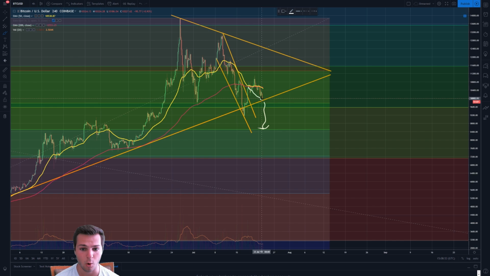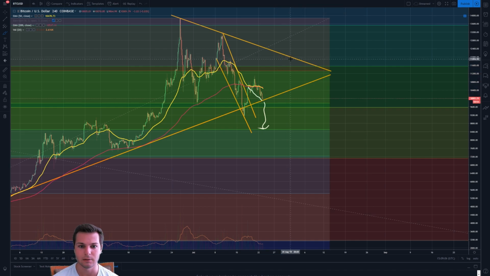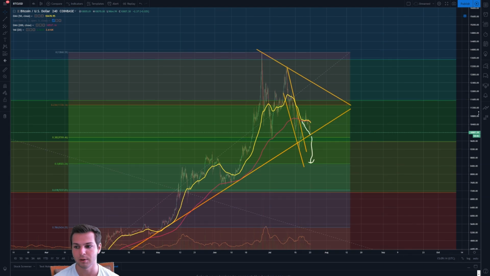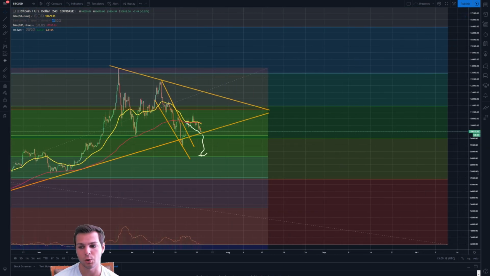Now, if it can somehow hold this, reverse this guy, and actually go back up, I think that the measured move would be all the way to around $12,000 flat, maybe $12,100. If it can actually see a breakout from here, there's no reason why it can't touch previous highs of around $13,150 or even that $14,000 level. I mean, this is what looks to be a pretty nice and pretty large formation. So I would assume a breakout could very well lead to a new high on Bitcoin.